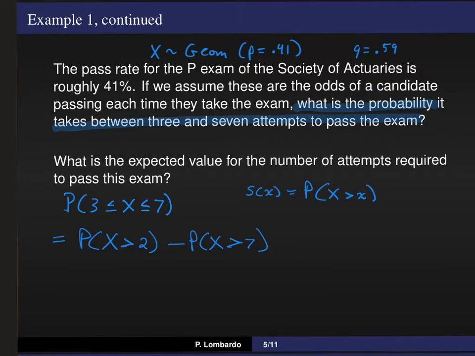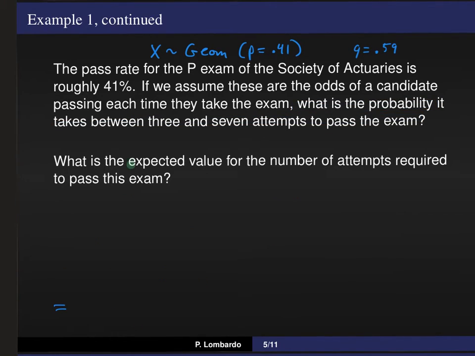And notice that when I'm working with the survival function, I use the strict greater than. So we would be able to write this as the survival function of 2 minus the survival function of 7. Now this is just q to the x, so we get directly to our q squared minus q to the 7th that we got to using the cumulative distribution. But these are the two ways to approach this now that we have access to a nice survival function or a nice cumulative distribution function.